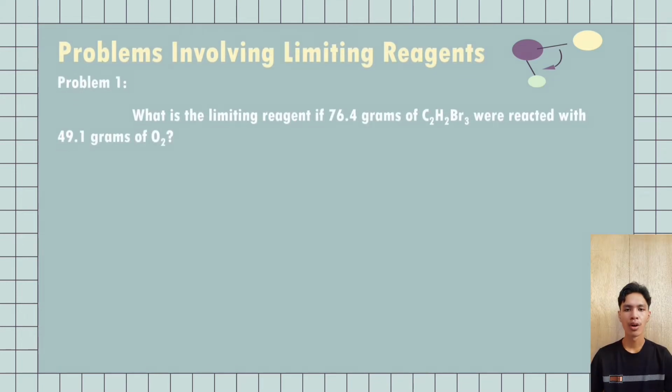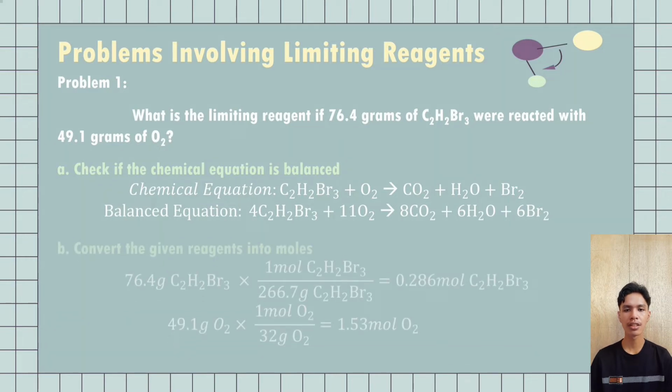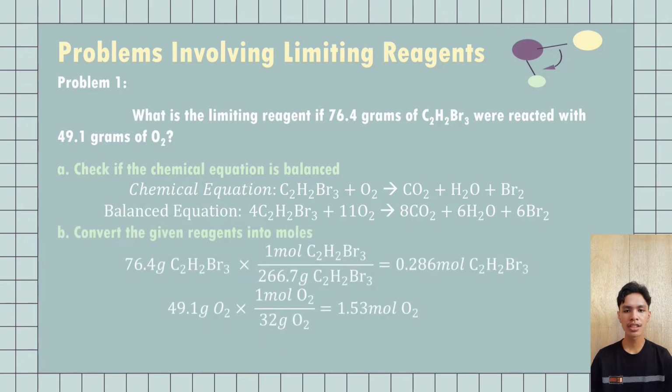For problem 1, what is the limiting reagent if 76.4 grams of tribromomethane reacts with 49.1 grams of oxygen gas? First, we need to check if the equation is balanced. As we can see in the given equation above, the equation needs to be balanced. Balancing the equation would give us 4 moles of tribromomethane reacts with 11 moles of oxygen gas to form 8 moles of carbon dioxide, 6 moles of water, and 6 moles of tribromine. To find the limiting reagent, we need to convert the given reagents into moles by dividing them by their molar masses.